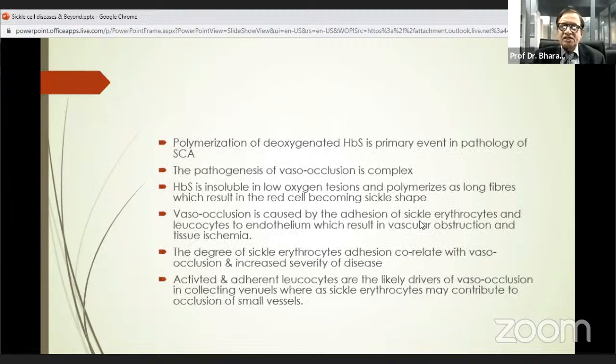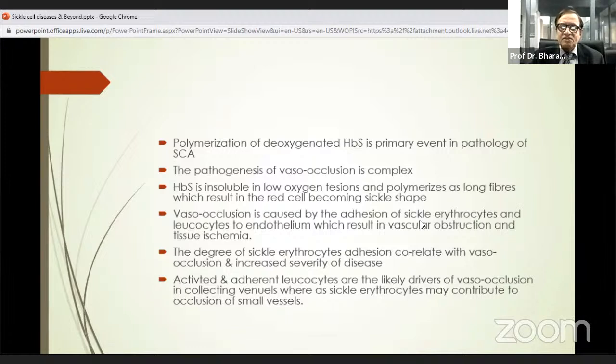Polymerization of deoxygenated hemoglobin S is a primary event in sickle cell disease, and the pathogenesis of vaso-occlusion is complex. Hemoglobin S is insoluble in low oxygen tension and polymerizes, which results in the red cell becoming sickle shaped. And vaso-occlusion is caused by adhesion of sickle erythrocytes and leukocytes to the endothelium, which results in vascular obstruction and tissue ischemia.